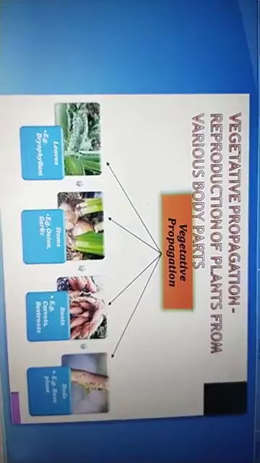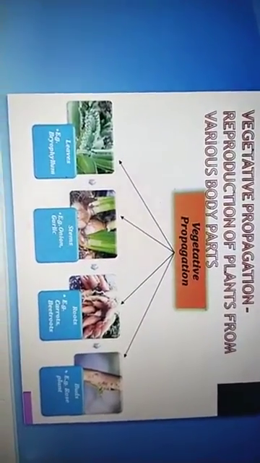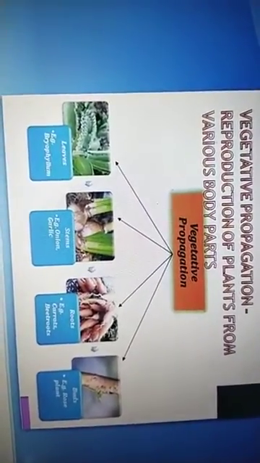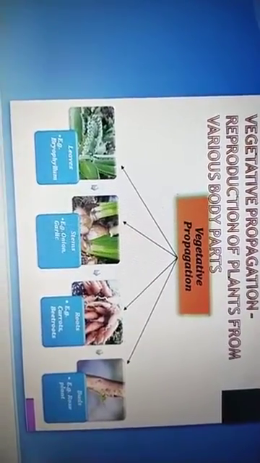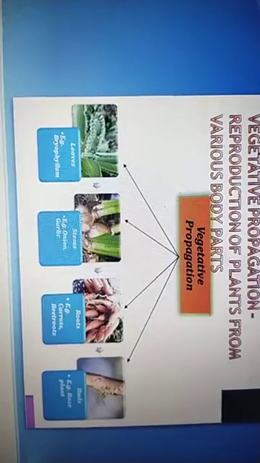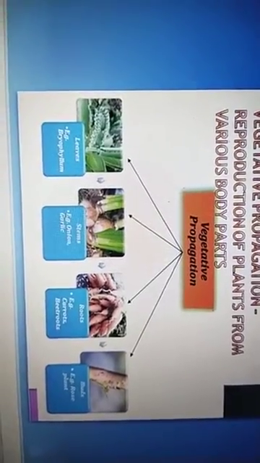Now we will learn about vegetative propagation. So what do you mean by vegetative propagation? Yes, it is a reproduction of plants from various body parts like leaves, stems, roots, and buds.